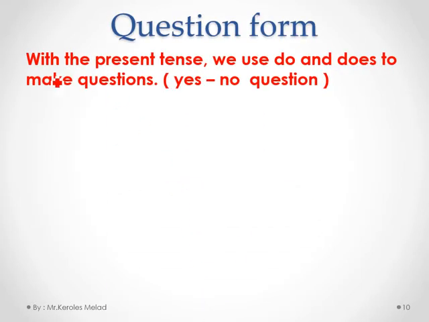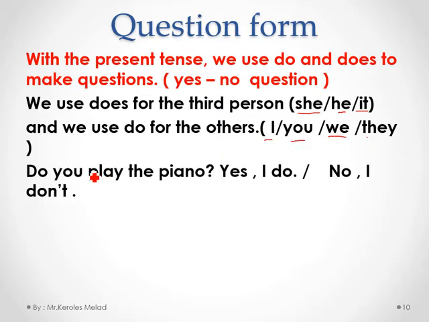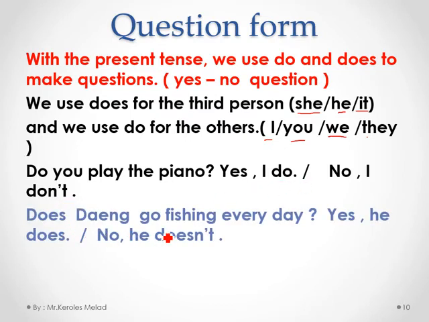Question 4. With the present tense we use do and does to make questions. There are 2 types of question: yes or no questions. We use does for the third person with she and he and it, and we use do for the others: I, you, we, and they. Do you play the piano? Yes, I do. No, I don't. Does Dan go fishing every day? Yes, he does. No, he doesn't.